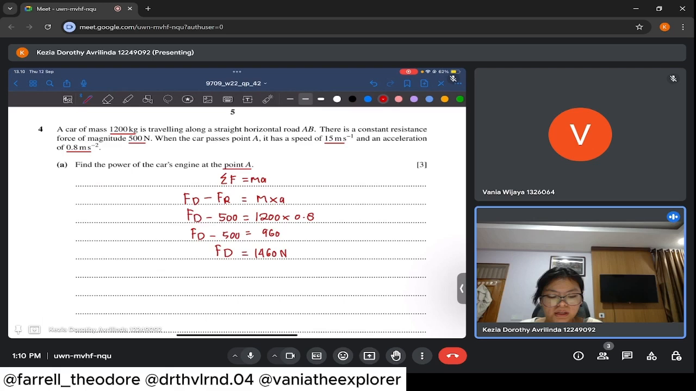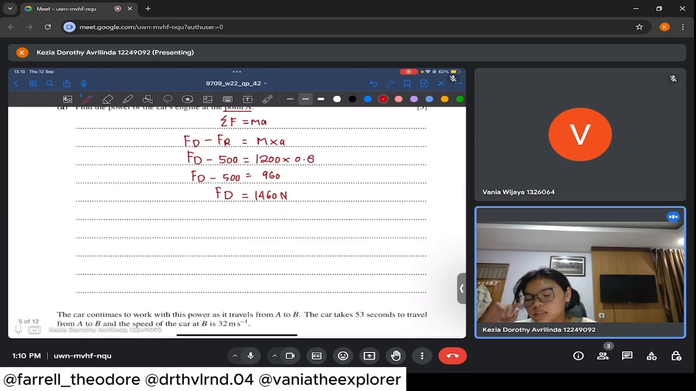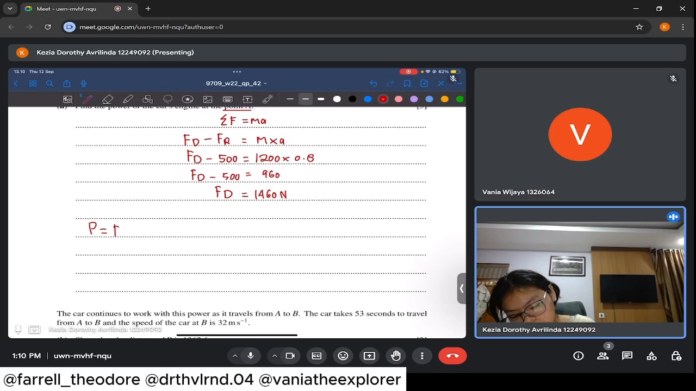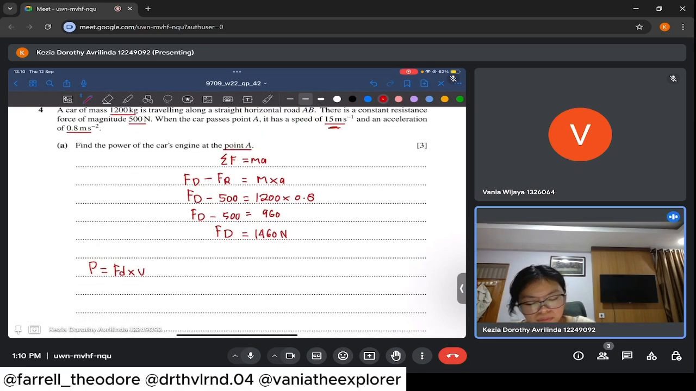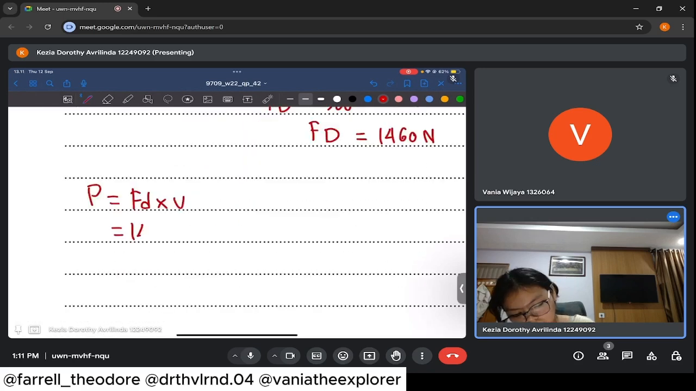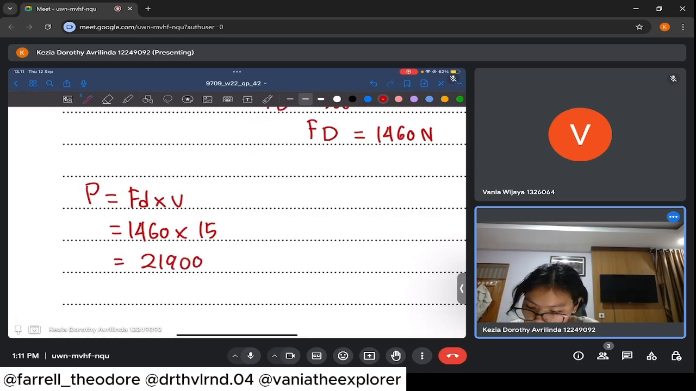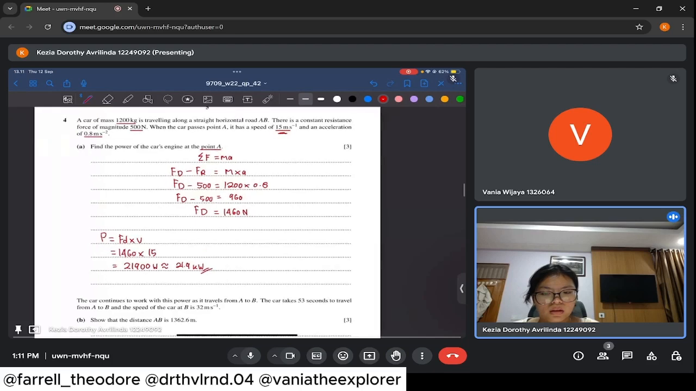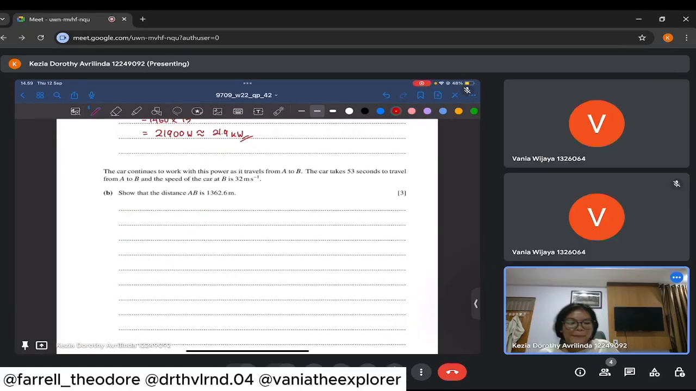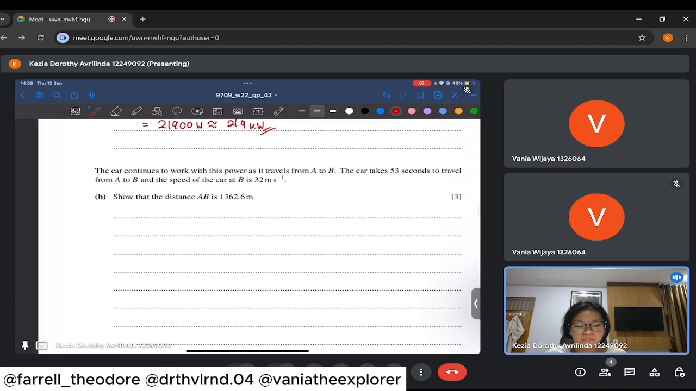Okay, now since our driving force has been found, we can use the formula to find the power, which is P equals Fd times V. We were also given our V, which was 15 meters per second. Okay, so that's the answer for question A. Okay, now we're going to do the B part of this question.